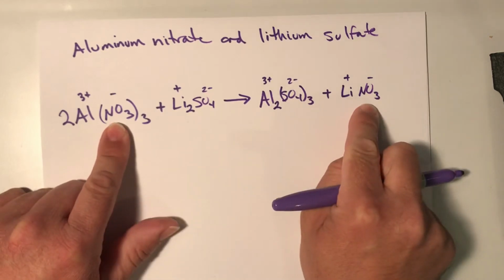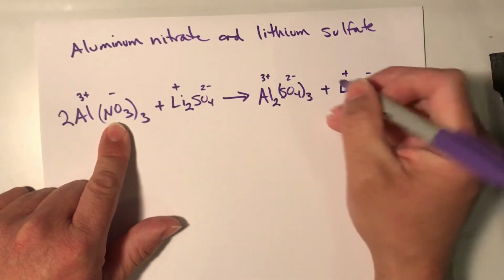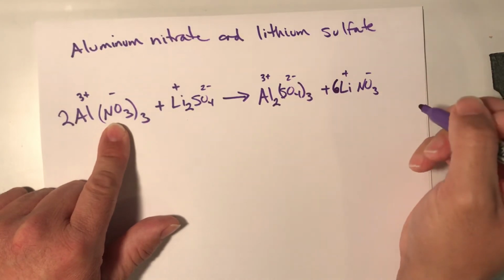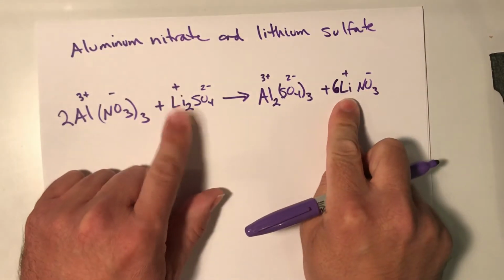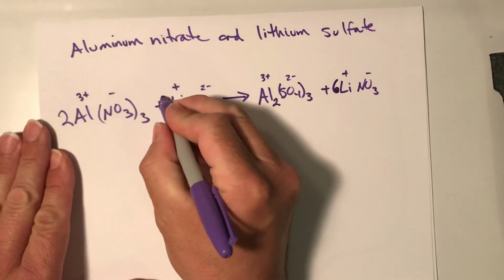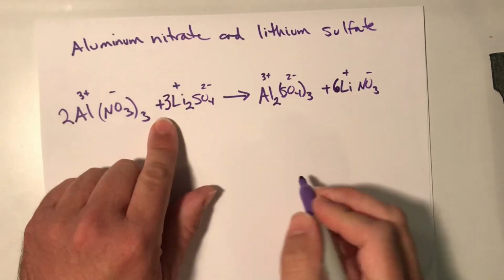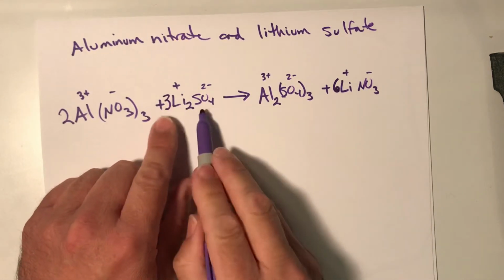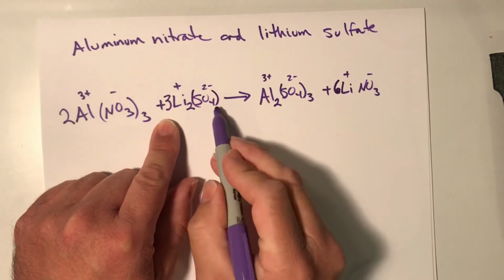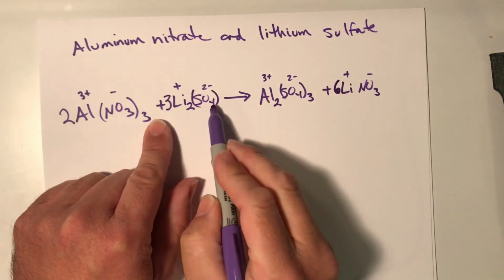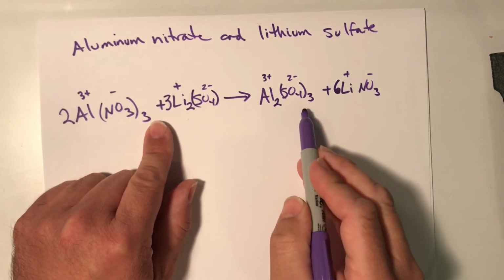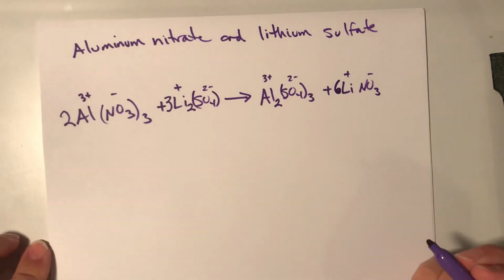Over here on the product side, we only have a single nitrate. So we're going to put a 6 out in front of the lithium nitrate compound. Move to the next ion. Now 2 lithiums on the reactant side, 6 on the product side. So we're going to put a coefficient of 3 in front of lithium sulfate. There are now 3 sulfates here. Again, remember, sulfate's a single unit, so we don't look at that 4 because the 4 is part of the sulfate. So there are 3 sulfates on this side too. This reaction equation is now balanced.